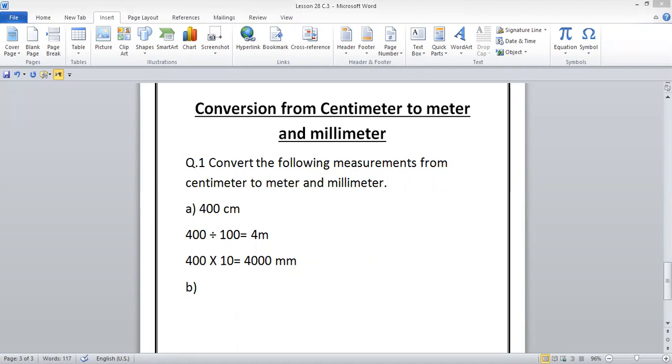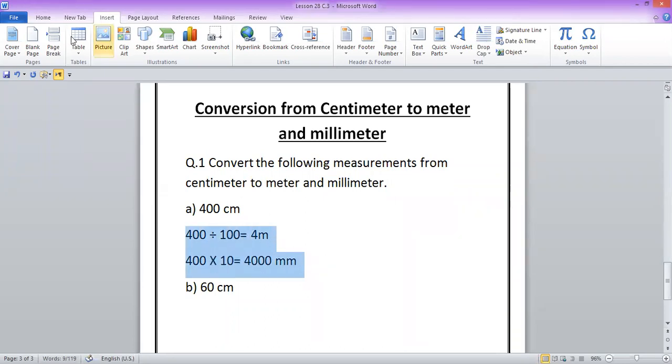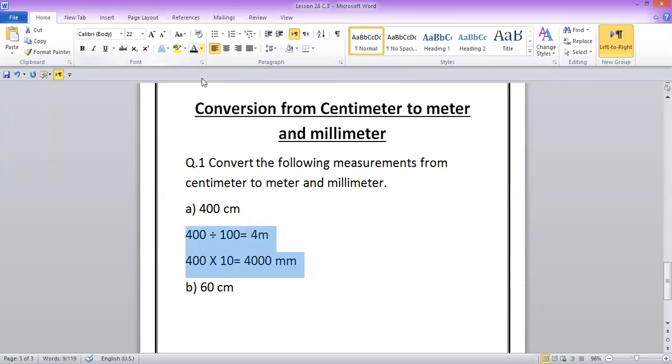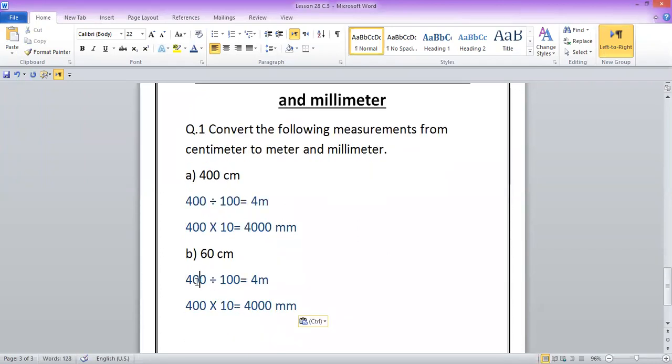Now we have to write B. Look, guys, the B is 60 centimeter. You have to convert this into meter also and millimeter also. So this is 60 divided by 100 for meter, and it should be 60 multiplied by 10 for millimeter.